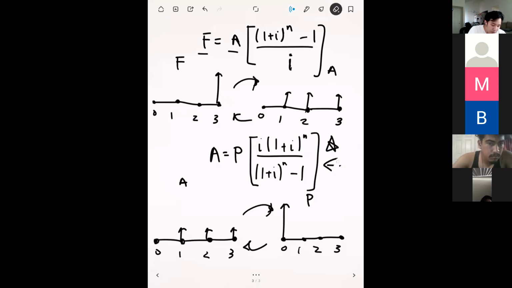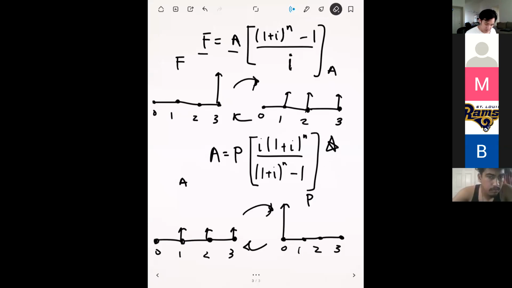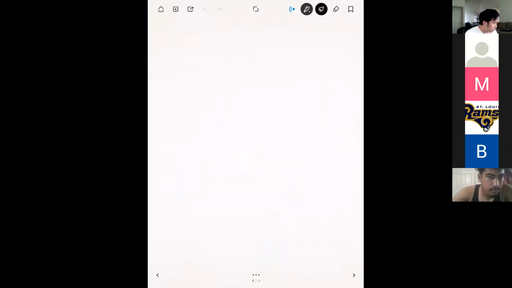Before I do that, are there any questions on this, or just the conceptual understanding behind these formulas? We're good. Okay.